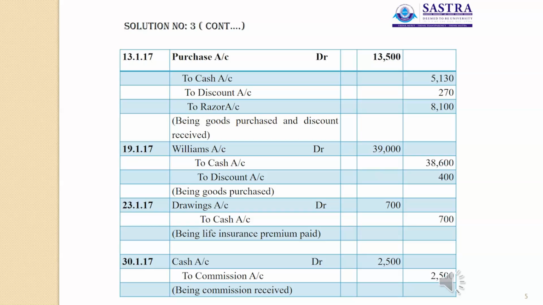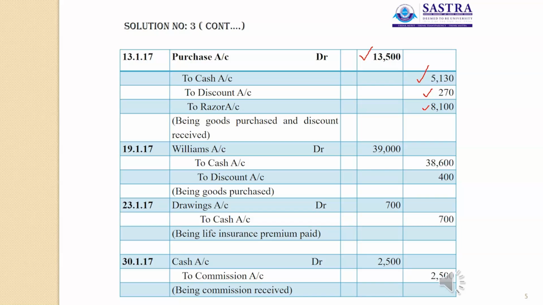So here cash account 5,130, discount account 270, Razor account 8,100. So the total purchases from Razor is rupees 13,500. They allowed the discount.